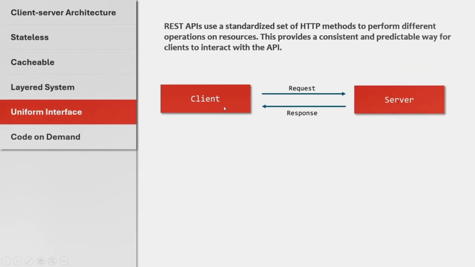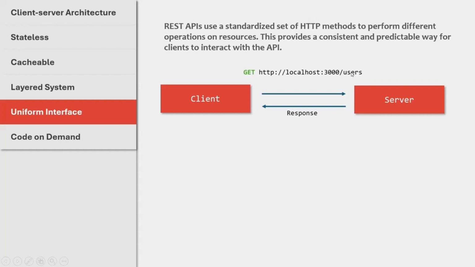Next principle is the uniform interface principle. REST API uses a standard set of HTTP methods, or you can also call them HTTP verbs, to perform different operations on the resource. Let's try to understand it with an example. Let's say I want to get all the users from the database. So for that, the endpoint will look something like this. So here, this users is the resource. It is the route to which we will make a request in order to get all the users.